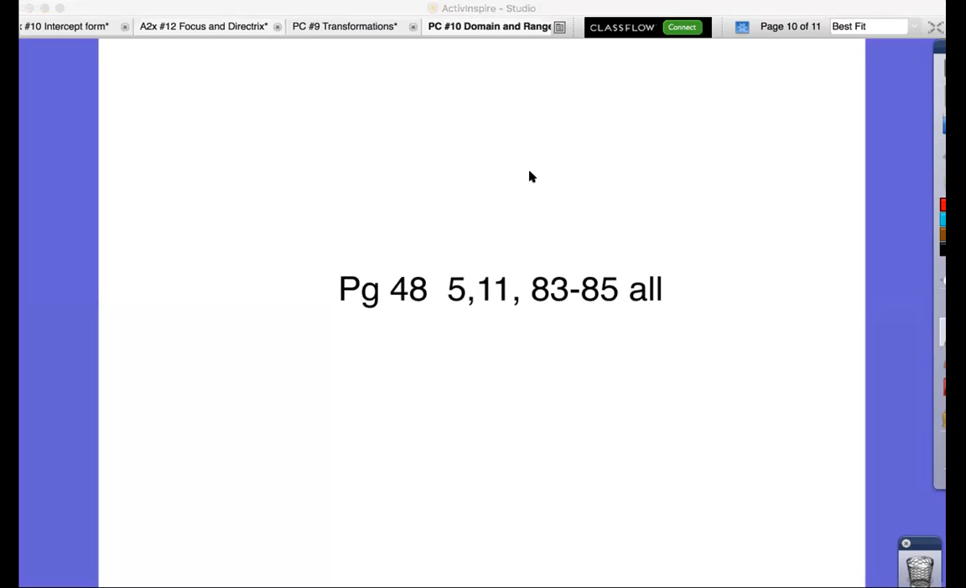Number 5, I want these all in one graph, so see what happens. Mr. Riley, we can't see your screen. You can't see my screen at all? We just see page 48, 5, 11. It's on the PowerPoint. It's still, oh.